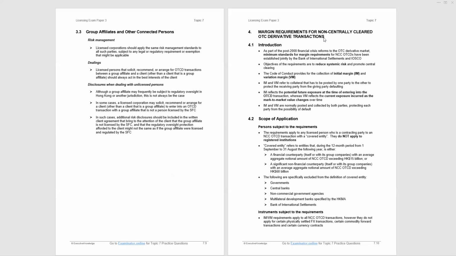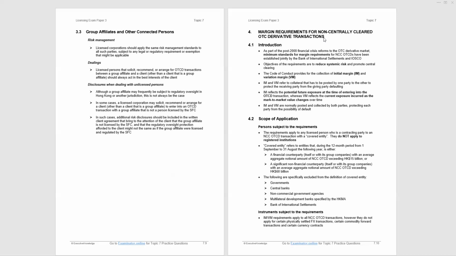The Code of Conduct provides for the collection. So this is within the Code of Conduct as well. Section 3 was Code of Conduct, and this is an extension, but it's very specific to margin requirements. The Code of Conduct provides for the collection of initial margin and variation margin. Now, we have the concept of initial margin and maintenance margin with futures, so it's very similar. IM and VM, initial margin and variation margin, refer to collateral that has to be posted by one party to the other to protect the receiving party from the giving party defaulting.